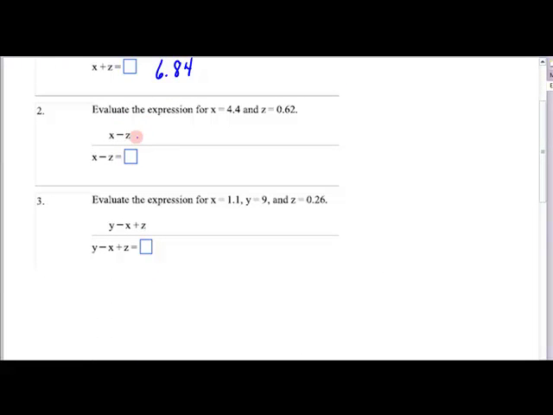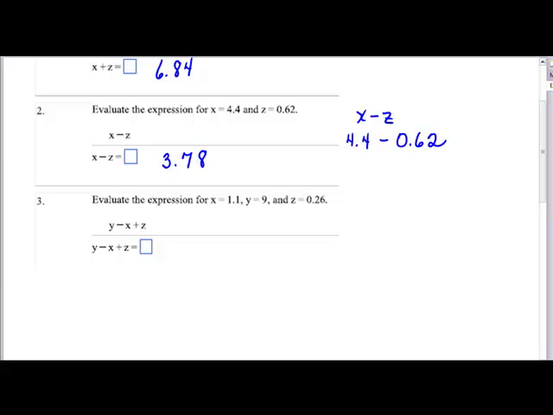Number 2, I'm going to evaluate the expression x minus z. In the place of x, I put 4.4 minus, in the place of z, 0.62. Once again, if I don't get to use a calculator, then I have to be more careful about lining up decimals and about borrowing. But either way I do it, I should get 3.78.